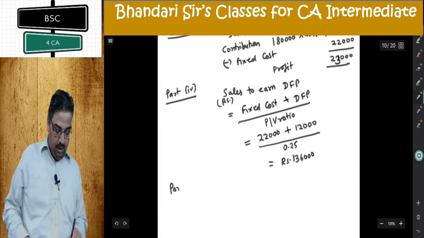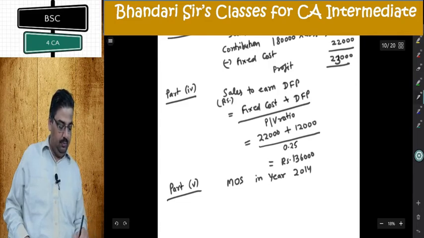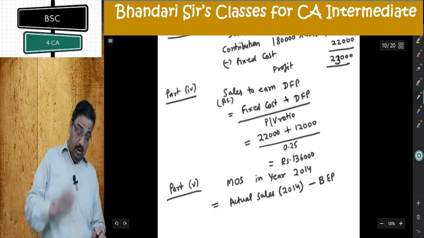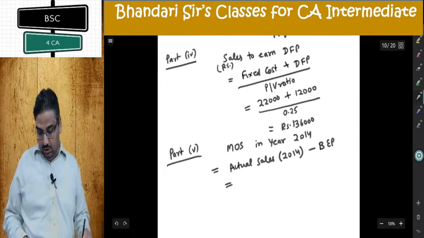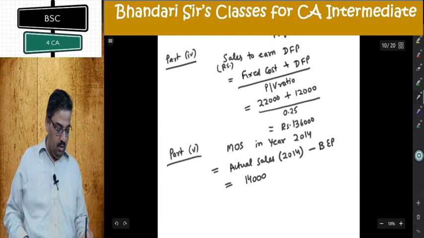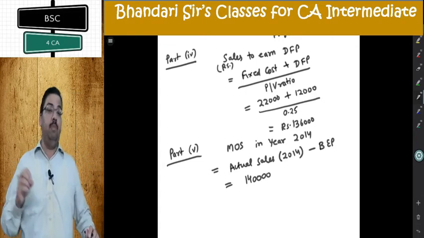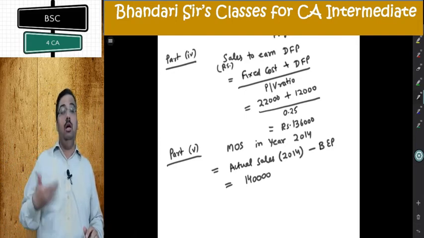Last part of the question, part 5. MOS in year 2014 is equal to actual sales 2014 minus break-even point in that year. Break-even point we computed 88,000. Actual sale is given in question 1,40,000. Break-even point will be same across the years because fixed cost was same, everything else was same, PV ratio was same. So break-even point is not going to change. Actual sale will keep on changing the margin of safety.